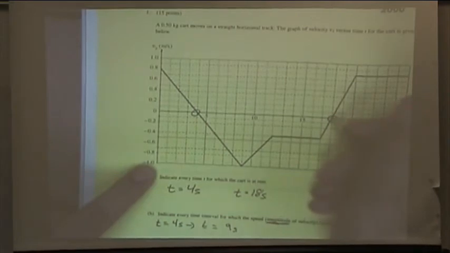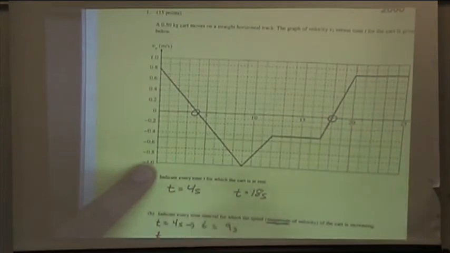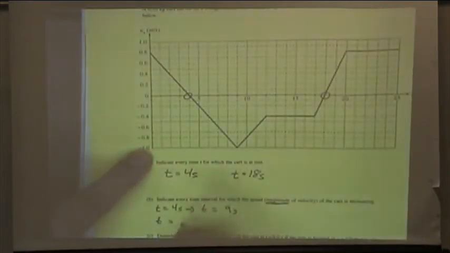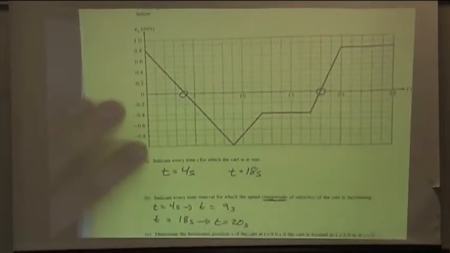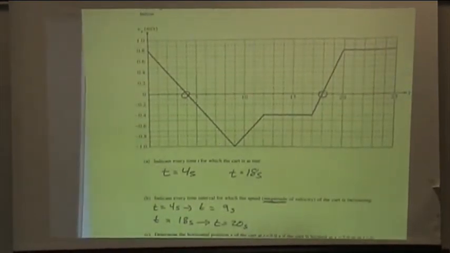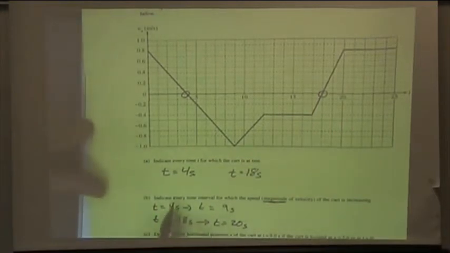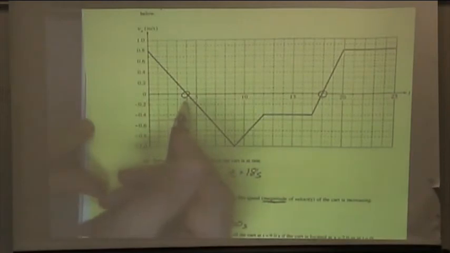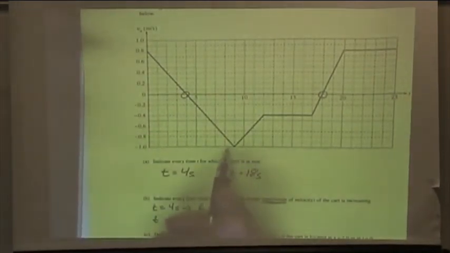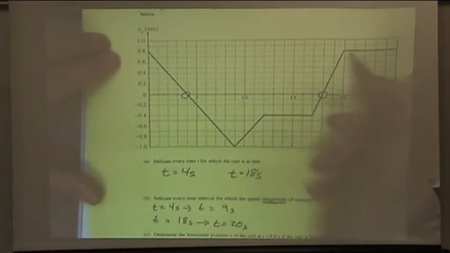Our numbers start increasing again at t equals 18 seconds, and we get faster all the way up to t equals 20 seconds. Once again, speed is just how fast you're going. It doesn't matter what direction the object is traveling in. So during the sections we indicated on the graph here, that's when the magnitude of the velocity is getting higher.